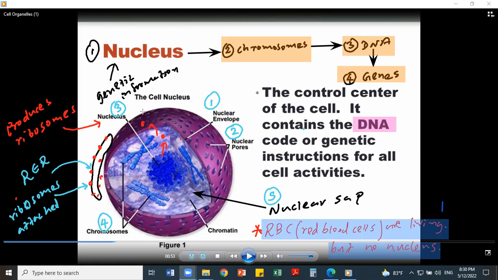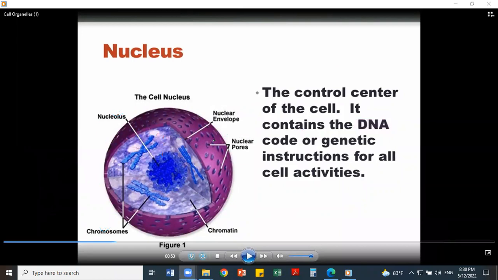Right, then shall I erase this now? Did you all finish copying? Done, right? I'll erase. But for the nucleus I took more time because that is the control center of the cell. That is the CPU, the main control center. It controls all the activities of the cell.